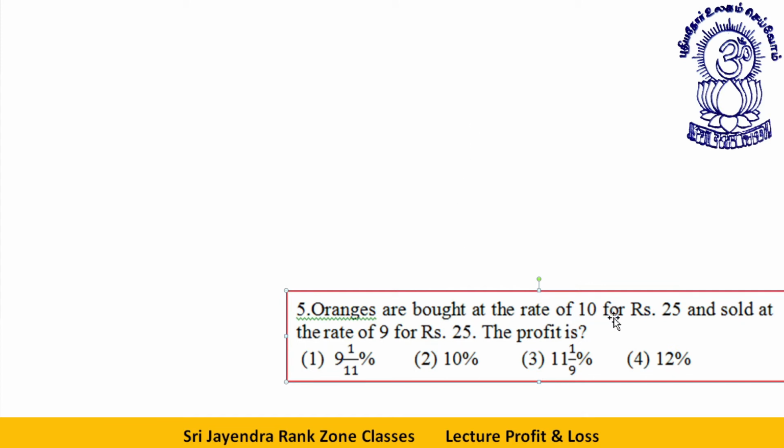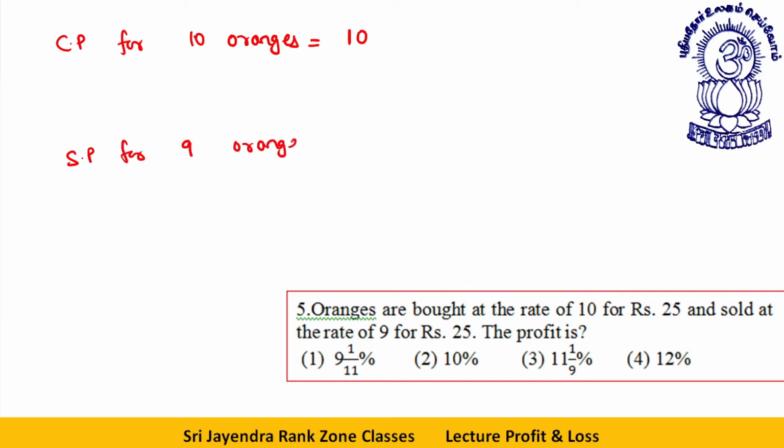Oranges are bought at the rate of 10 for rupees 25 and sold at the rate of 9 for rupees 25. The profit is? Let's talk about CP for 10 oranges at the rate of 10 for rupees 25. SP for 9 oranges, that is again 25. Let's take a number which is divisible by both.